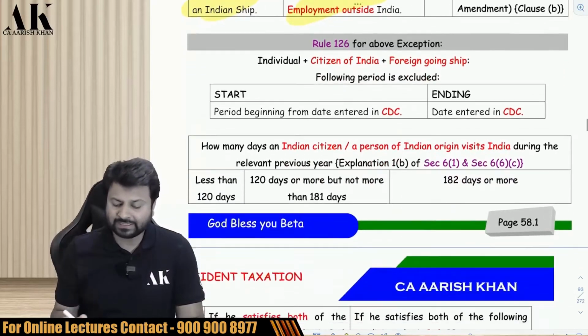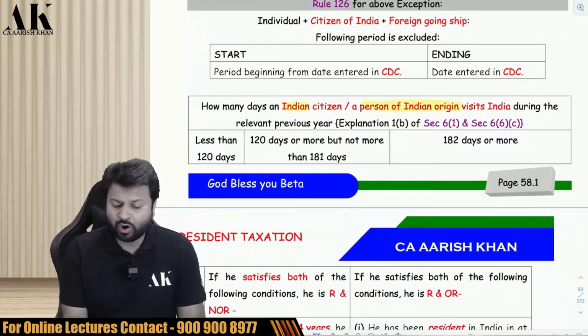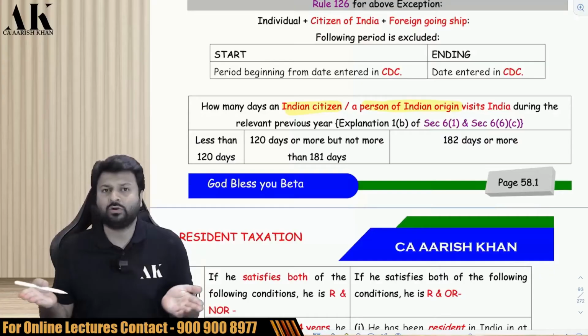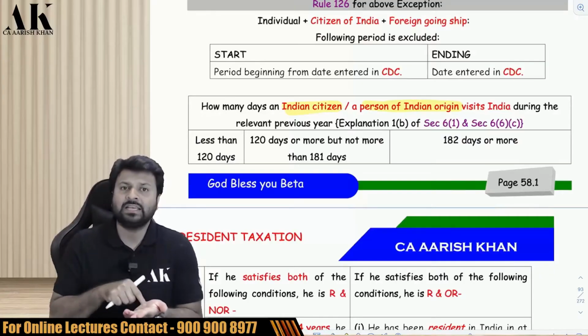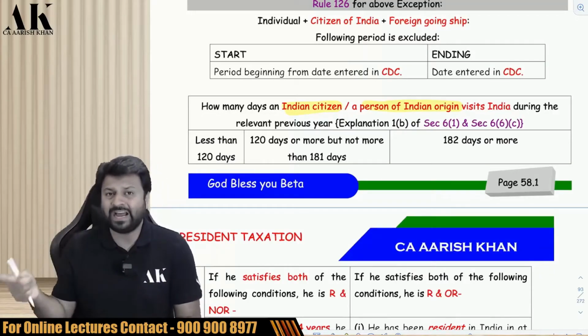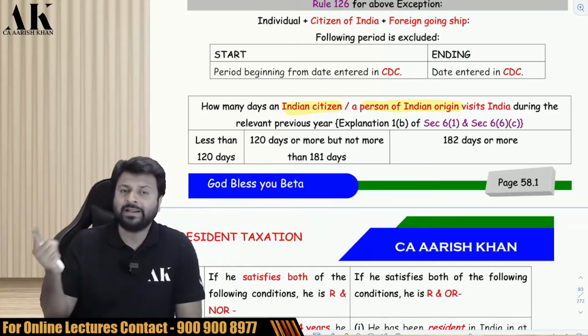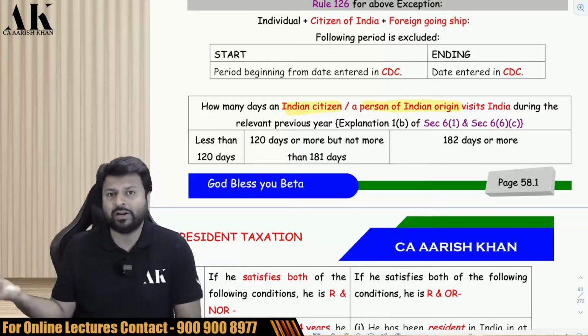Similarly, if there is a person of Indian origin or an Indian citizen. Who is a person of Indian origin? A person of Indian origin means a person who was born in undivided India, or whose parents were born in undivided India, or whose maternal or paternal grandparents were born in undivided India.